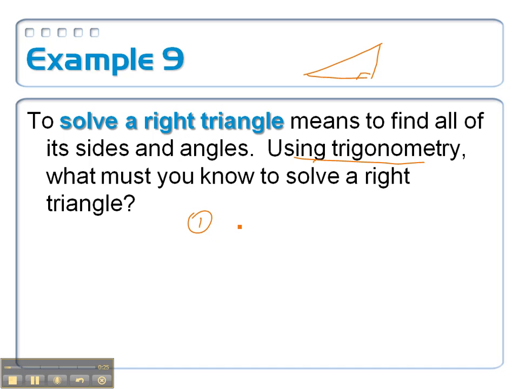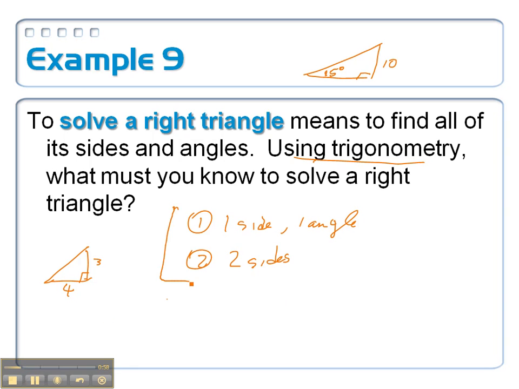The first one is maybe I have one side and one angle. If I'm given one side and one angle, like for example this is 10 and this is 15 degrees, I should be able to solve the whole thing. Alright, the second possibility is if I have two sides. So here's this drawn. If I knew that this was 3 and this is 4, we saw this example before, we're able to find the hypotenuse, of course, and those two angles. So this is bare minimum. This is what we need in trig to solve a right triangle.